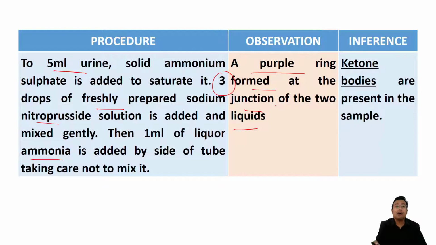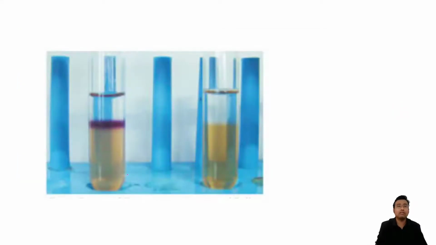Remember, often what students do, they don't shake after adding sodium nitroprusside, and sodium nitroprusside will appear, if not shaken, as a brown ring, and they often get confused that sir or ma'am, I got a ring. But remember, you need purple ring, not brown ring, not any other ring. Purple ring means this test is positive. If this test is positive, it means ketone bodies are present in the sample, right? So this is how this test will look.